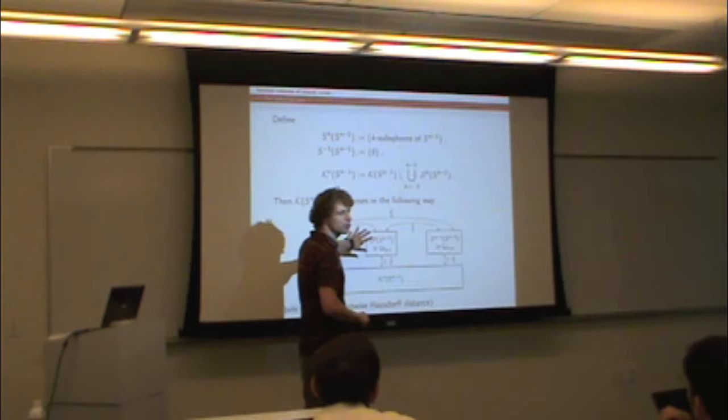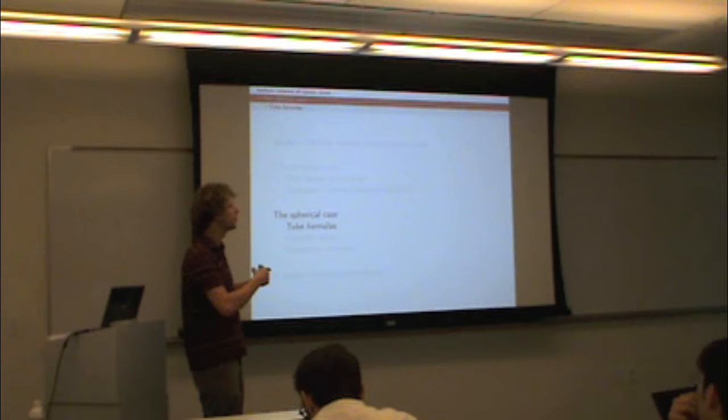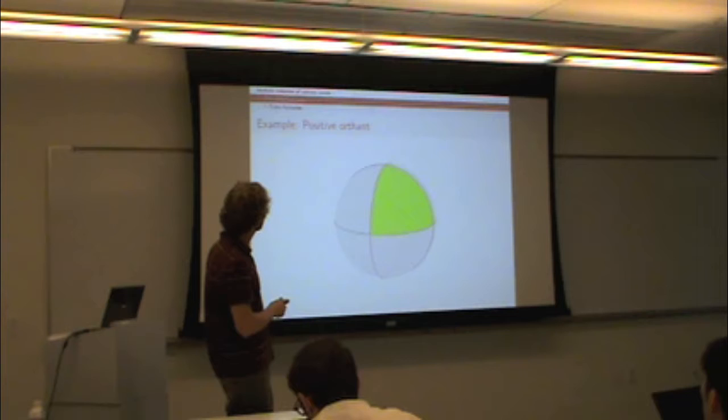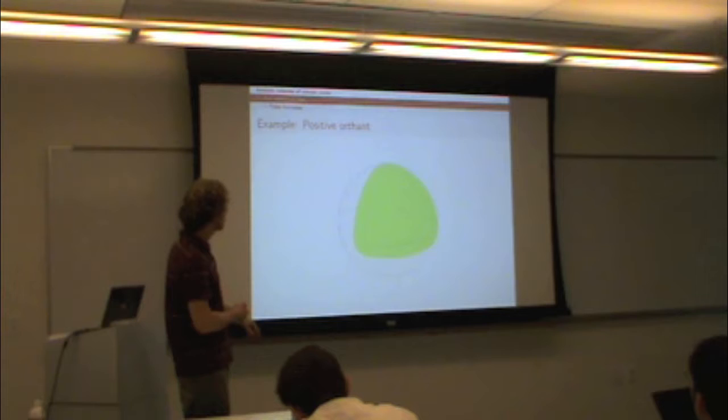Okay. So now we want to define the intrinsic volumes, and for this we need to look at tubes, tubes of spherical convex sets. Let's have a look at an example. Let's look at the three-dimensional positive orthant, and in the two-dimensional unit sphere we get this nice green set. So here it is again. And now a tube around the set looks like this.